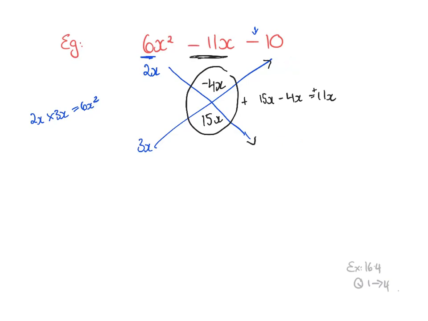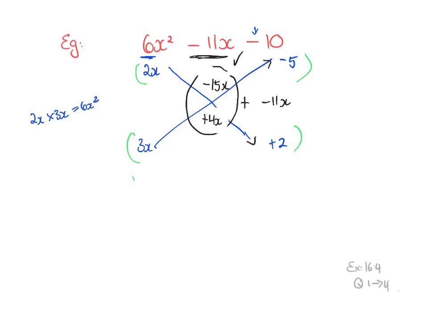Someone's saying change this to negative 5 and positive 2. That will still give negative 10, won't it? And then 3x times negative 5 is negative 15x. And then 2x times 2 is positive 4x. Add them together, what do we get? Negative 11x. So now you have what you need. Your brackets are going to be across here: 2x minus 5 and 3x plus 2.